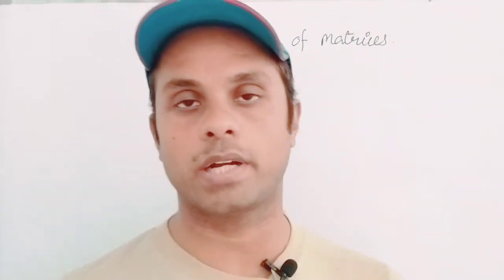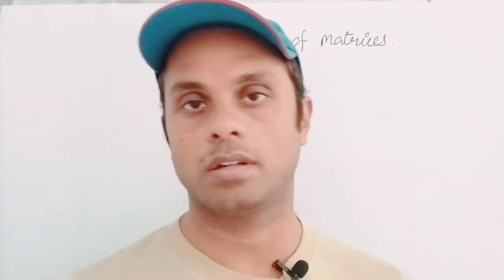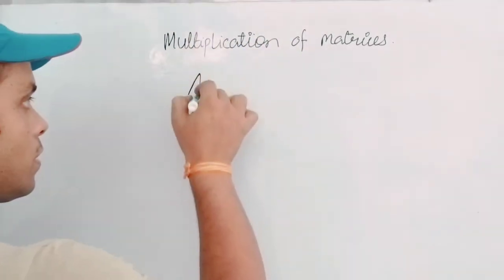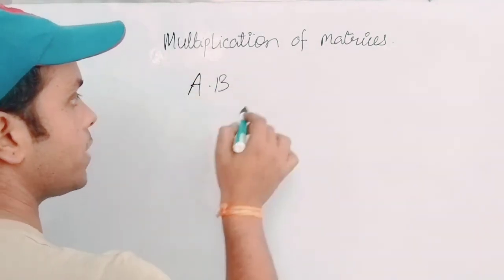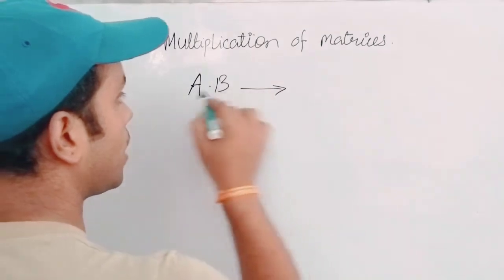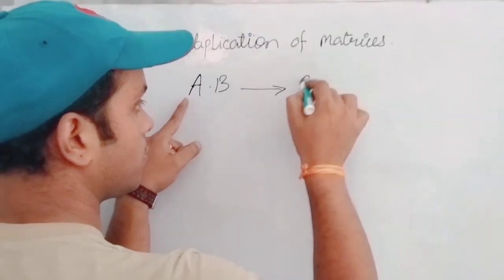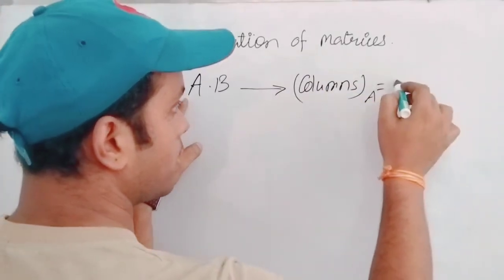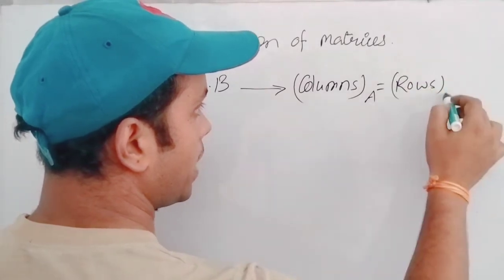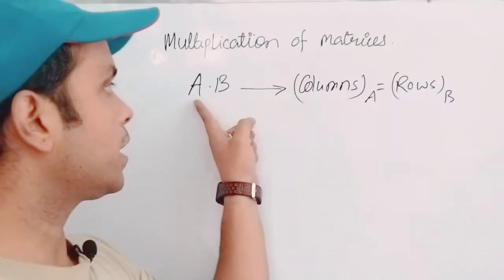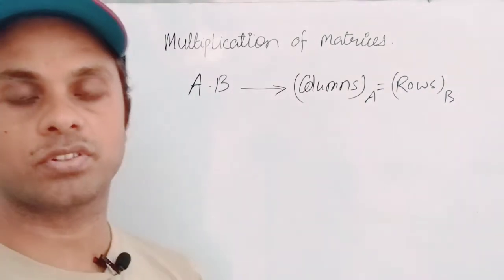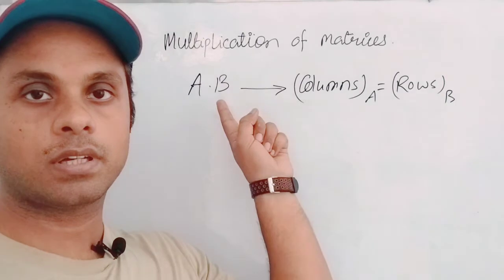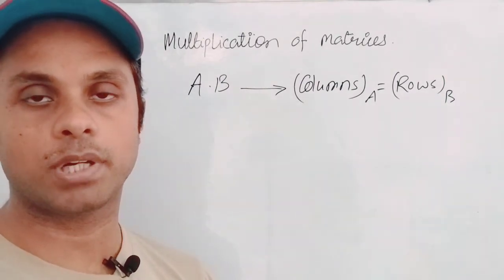Multiplication of matrices. When is multiplication of two matrices defined? Let's discuss. Suppose you are given two matrices, matrix A and matrix B. Then A into B is defined if the number of columns in matrix A is the same as the number of rows in matrix B. Only then is multiplication of matrices A and B possible. Only then is multiplication of this order defined. Otherwise you can't multiply them.